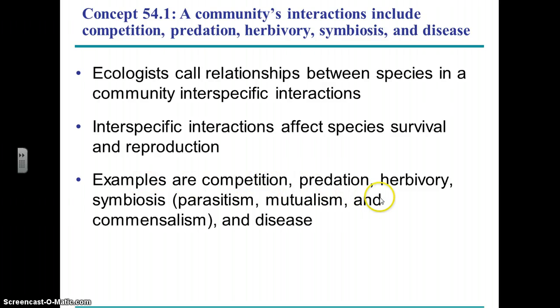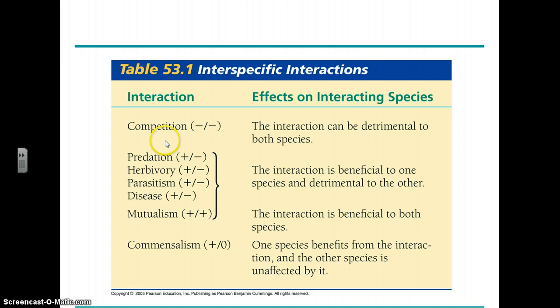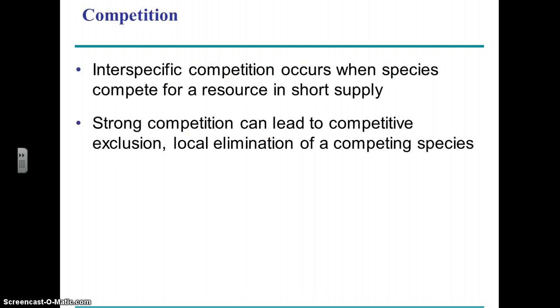As you can see, there are many examples of the types of interactions that can occur between different species: competition, predation, herbivory, parasitism, disease, mutualism, commensalism. The plus and minus shows whether it's detrimental to both, or beneficial to one and detrimental to the other, or beneficial to both, and this simply means beneficial to one and no effect on the other. We'll talk about examples of those in a minute.